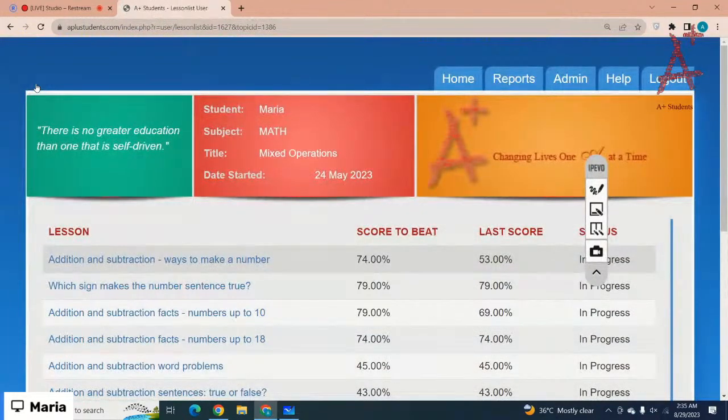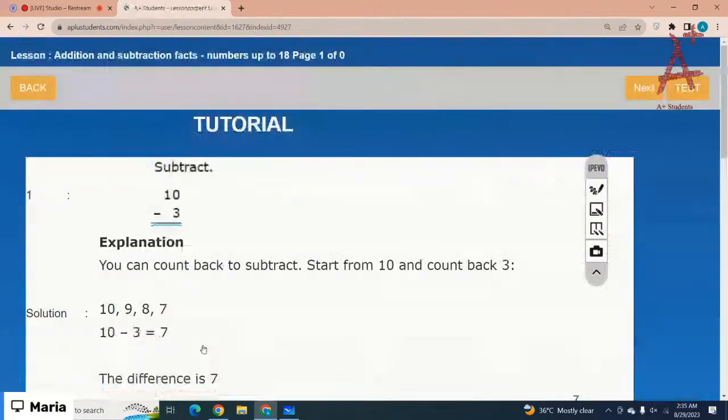Okay, the next one is addition and subtraction facts, numbers up to 18. Let's just start with the next lesson. Okay, the first one is 10 take away 3. So you have to start with 10 and go back 3. So when you start with 10 and go back 3, you end up on 7. So the correct option is 7.